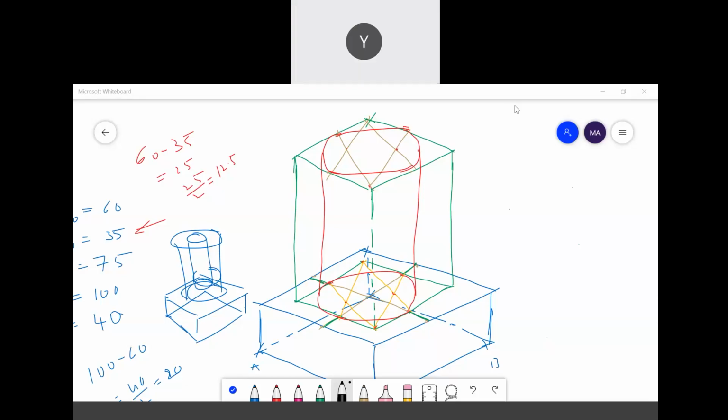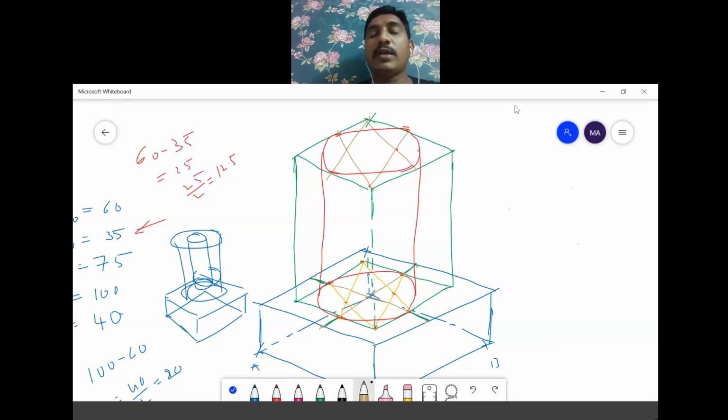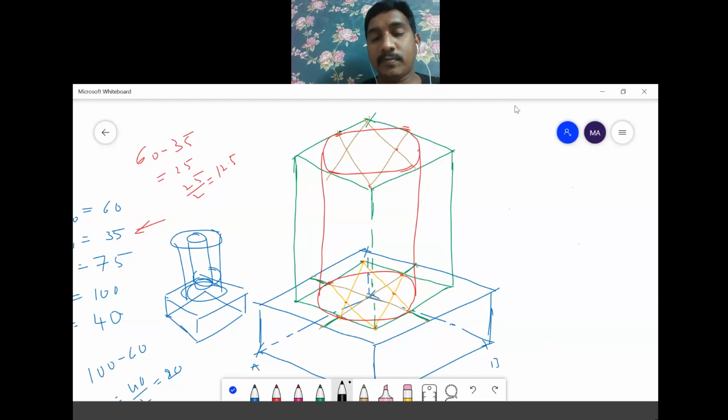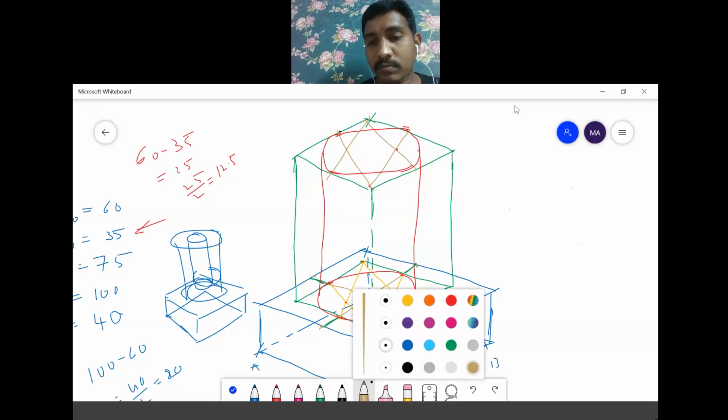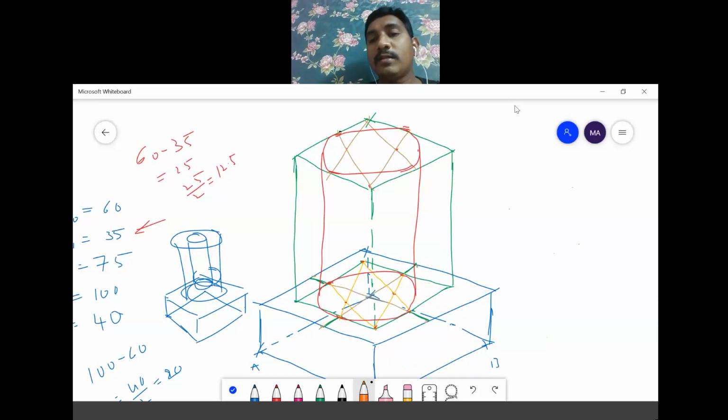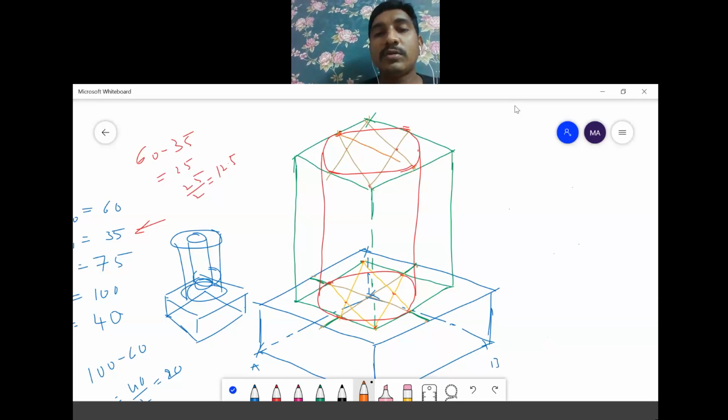So here, what I am doing is, I am just marking the midpoint and reducing the side here. So I am joining this side, sorry, this is the midpoint and this is the midpoint. So I am joining these two. This is the midpoint, this is the midpoint. I am joining these two. Okay. Joining these two midpoints and reducing here.